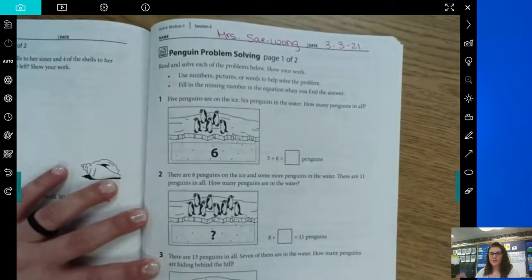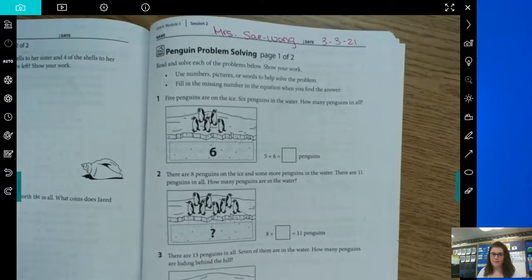Give everybody a second. If you need a little more time, you can always hit pause. Pause is our friend.